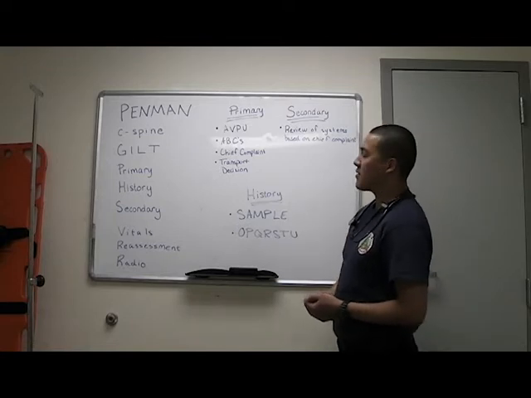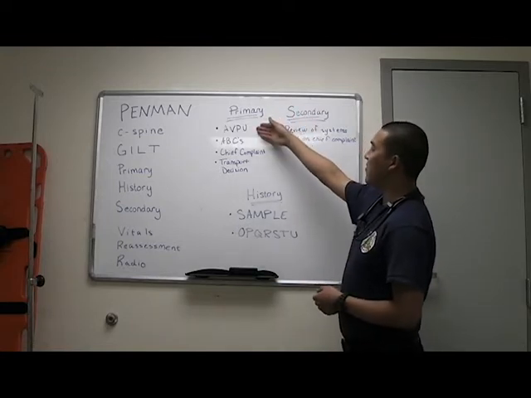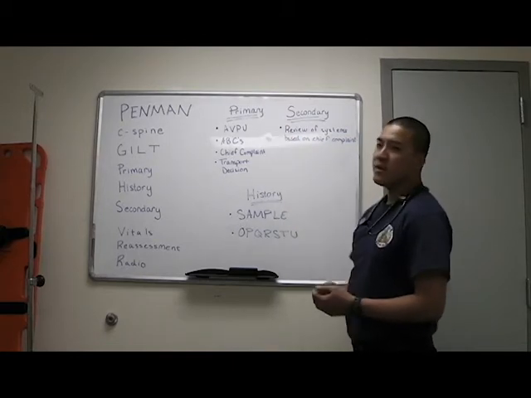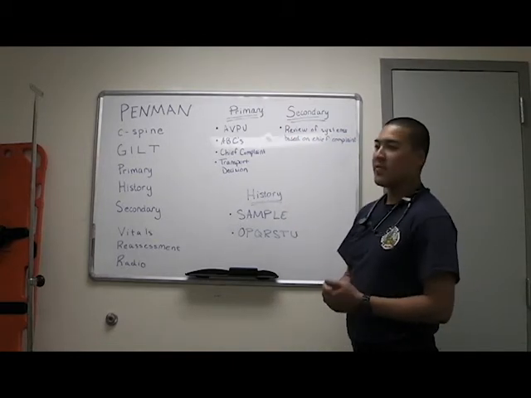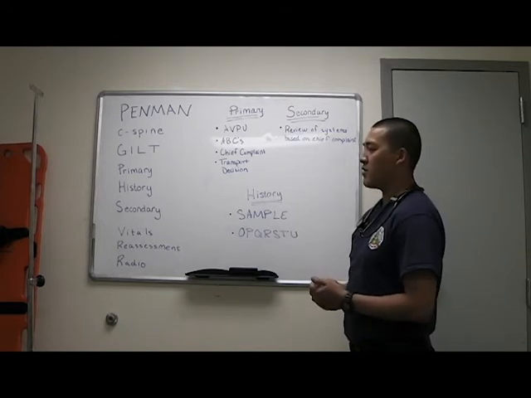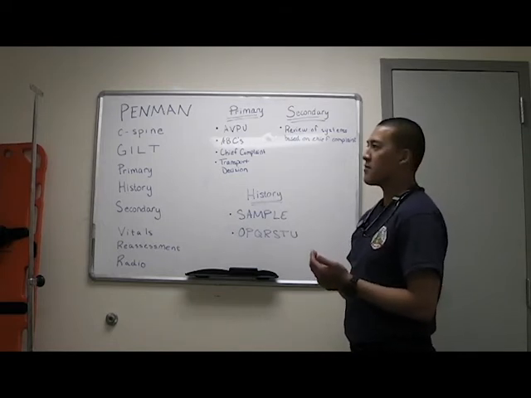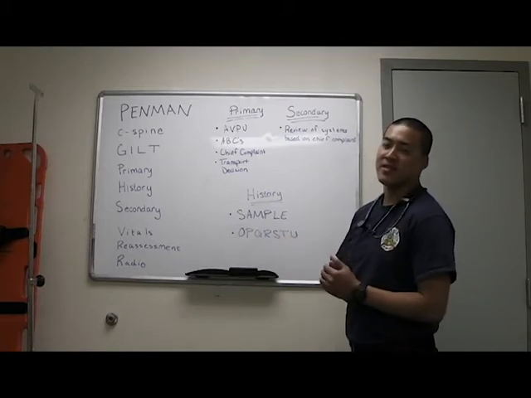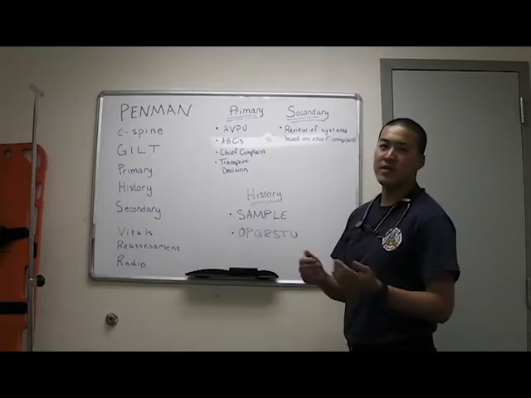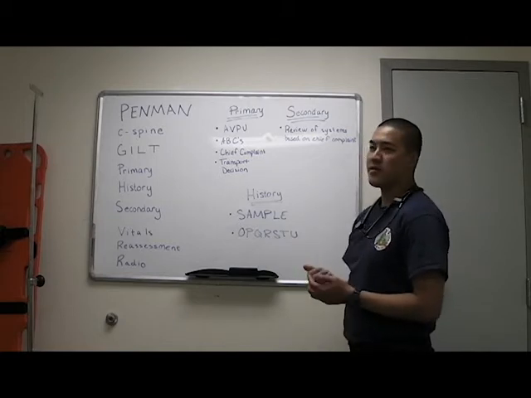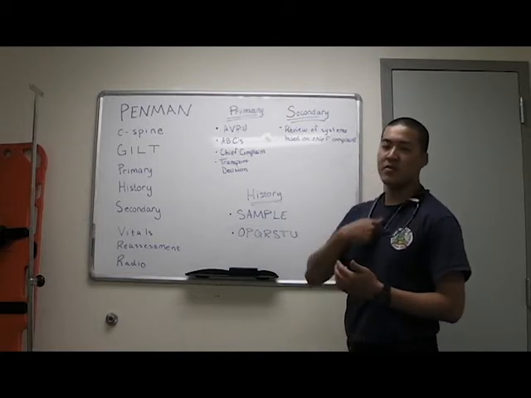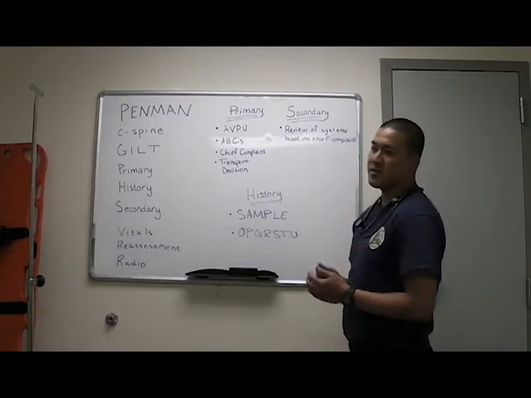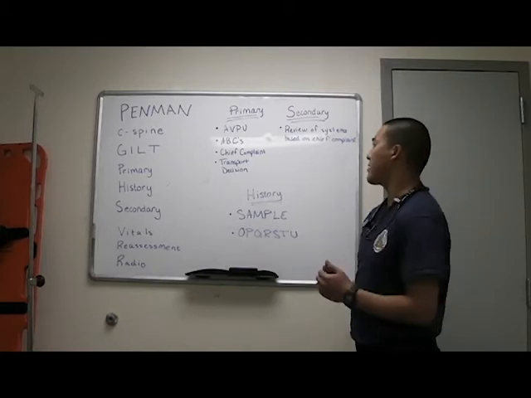Your primary is going to consist of AVPU, ABCs, chief complaint, and transfer decision. So AVPU: is my patient alert? If they are alert, make sure they are A&O times 4 or something like that. They may be less, make sure you record that. Verbal, they're only alert to verbal. Painful, if they're alert to painful stimuli. So it could be a sternal rub, or you could pinch on the shoulder. And unresponsive, the patient's unconscious and doesn't respond to anything.